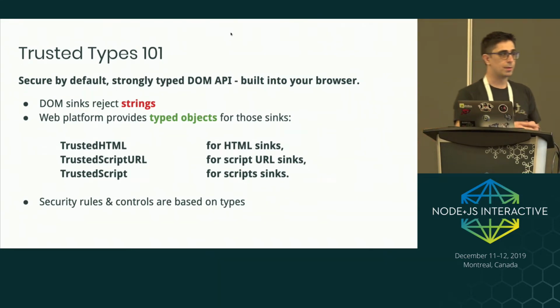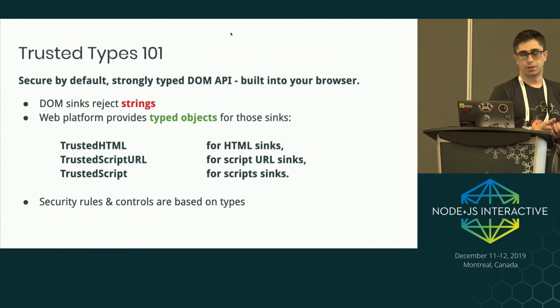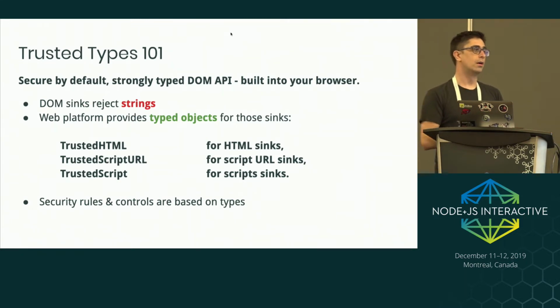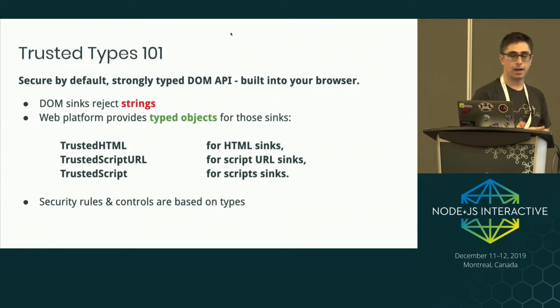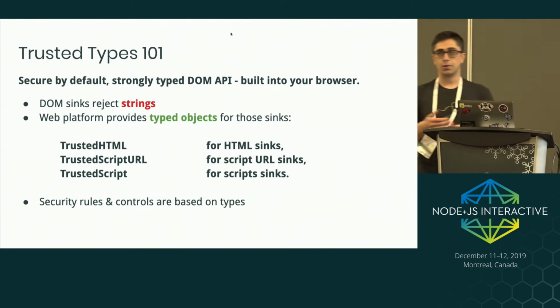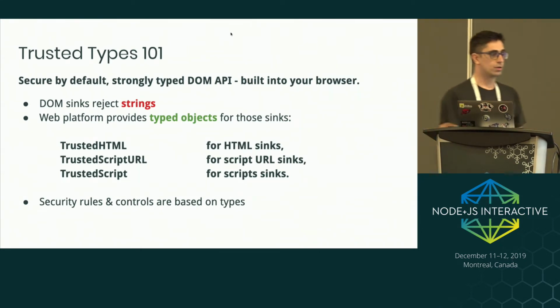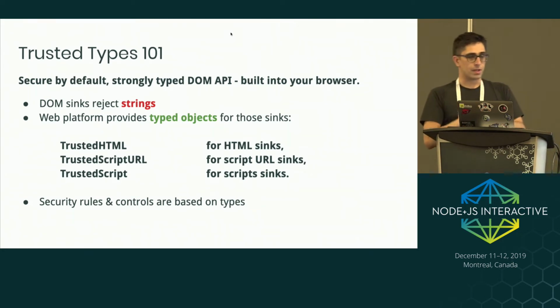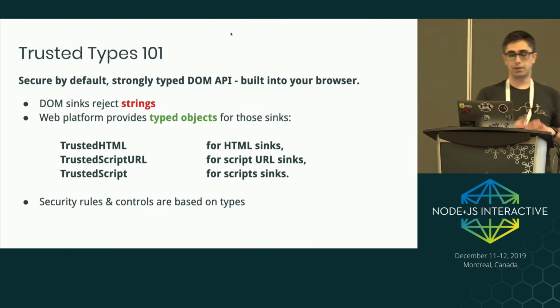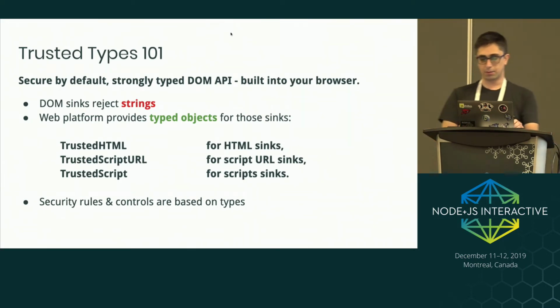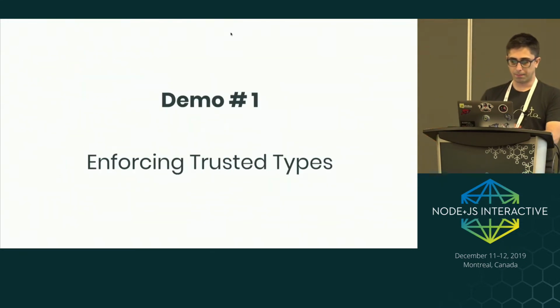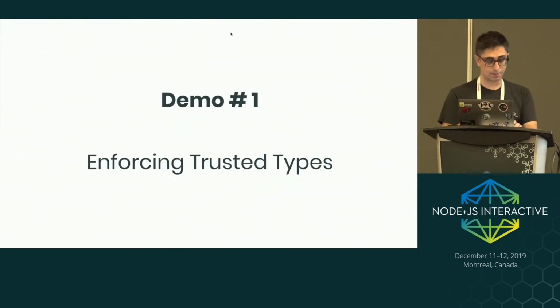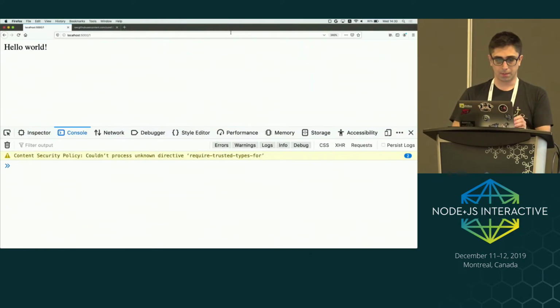So we have a TrustedHTML object, which you can safely pass to, for example, an HTML setter or document.write function. We have a TrustedScriptURL object, which you can pass to, say, the src property of a script element. And then we have a TrustedScript object, which you can safely pass to, say, an eval function or something that directly executes a JavaScript snippet. And once we have those types, we can put so many security rules and controls over it, which is exactly what we will demonstrate in a second. So let's look at how to use Trusted Types in the browsers.